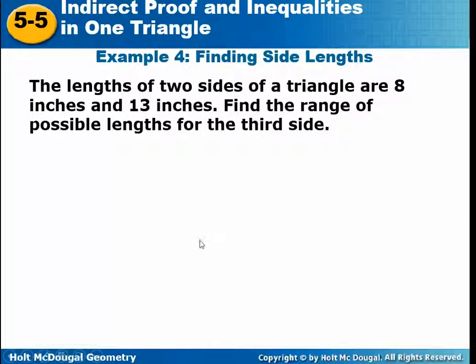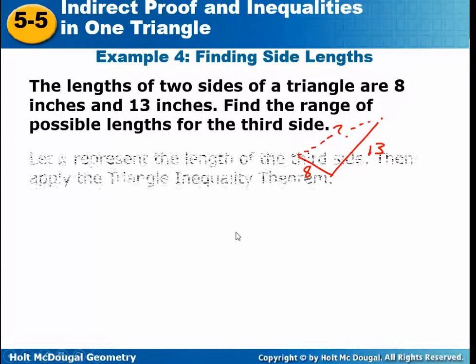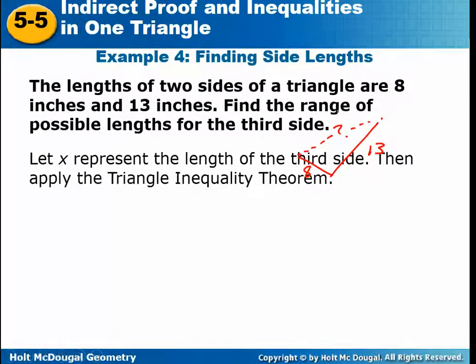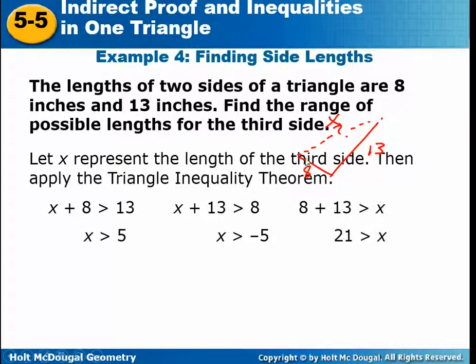In this example, you're going to find a range. It says that two sides of a triangle are 8 and 13. So let's say this is 8 and this is 13. We want to know what that third side could be. So here's how you're going to do this. We're going to let this side be x. We don't know what that is. And we're going to set it up like we were doing before. We know that x plus 8 has to be greater than 13. And x plus 13 has to be greater than 8. And we have one more to do. 8 plus 13 has to be greater than x.